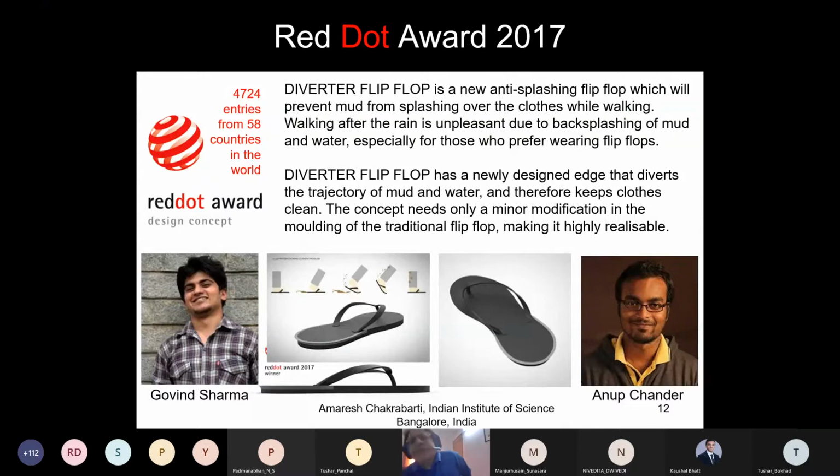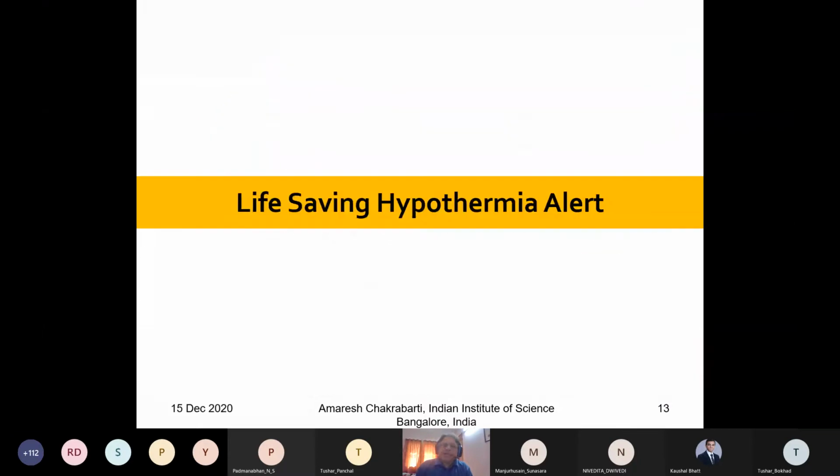What is the concept? The concept is that the regular chappals, the flip-flops that we wear, splash water back to our body. So they came up with a chappal that has a diversion at the bottom that allows the water to splash sideways rather than back.